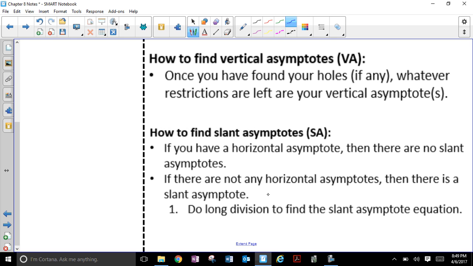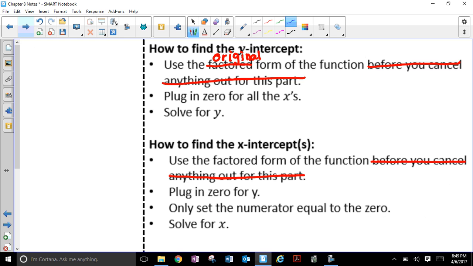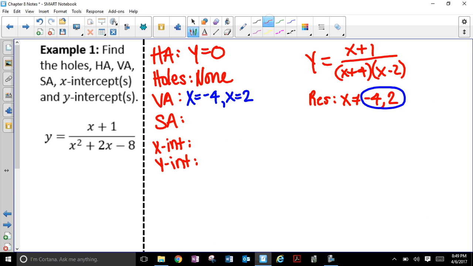But if there's not a horizontal asymptote, then there will be a slant asymptote. And we do either long division or synthetic division to find the equation of that line. Okay. So on this problem, we would say none because we had a horizontal asymptote. So remember, if you have a horizontal asymptote, you can't have a slant asymptote. Okay, now the x-intercept.